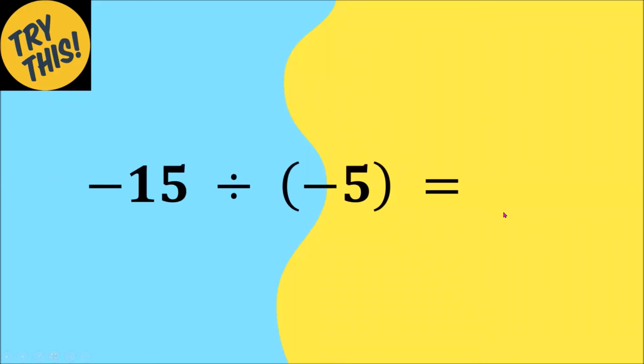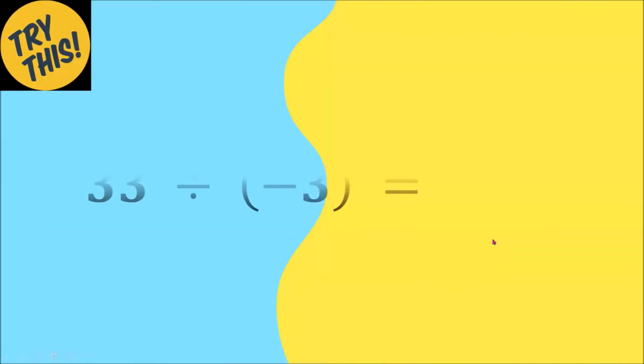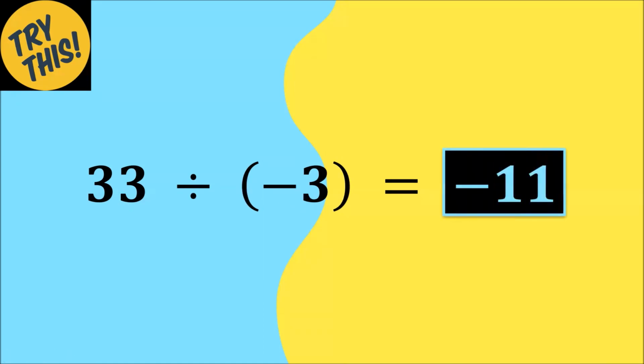So let's try this. We have negative 15 divided by negative 5. They have the same sign, so your answer should be positive. 15 divided by 5, we have 3. So positive 3. Next, 33 divided by negative 3. They have different signs, that's why your answer will be negative. 33 divided by 3, we have 11. So your answer would be negative 11.